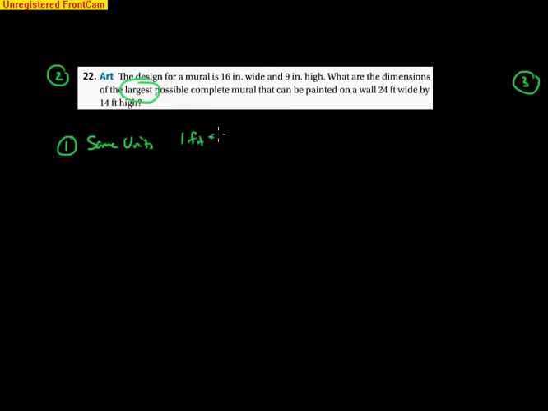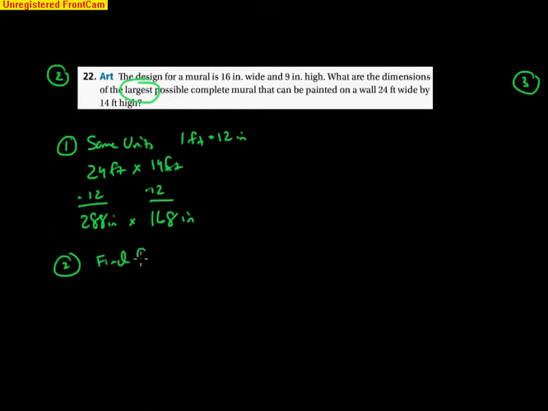Remember that 1 foot is 12 inches, so we will multiply 24 feet wide and 14 feet high each by 12 to get the number of inches that each of them is. And again, just to get our units the same, 24 times 12 is 288. And 14 times 12 is 168. So now our original mural is in inches, and our wall is in inches. So now the second step is to find the fit.